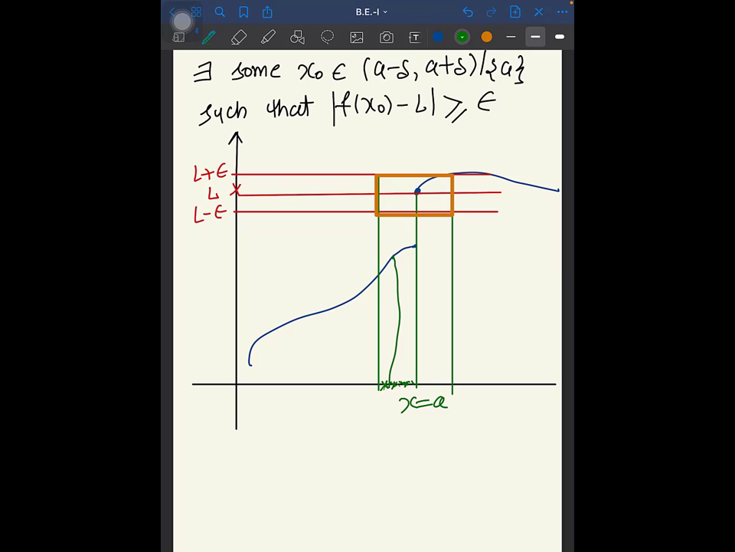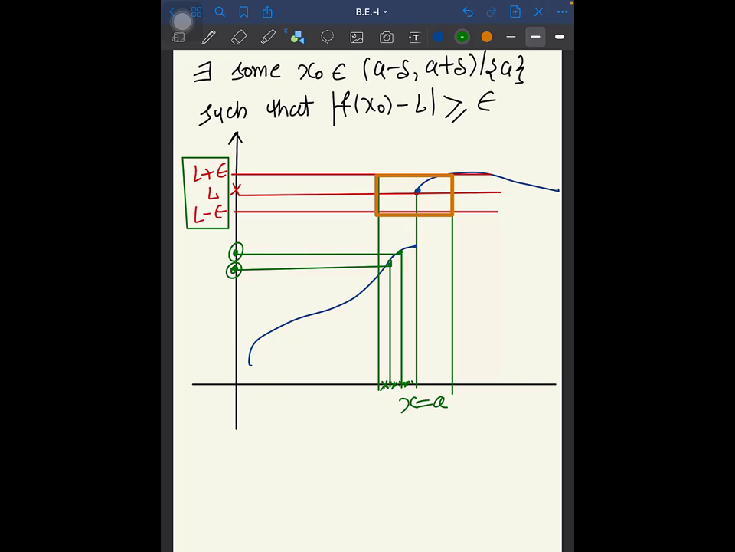When they get mapped, they will map over here. Right? So their functional value is here. So their functional value, if you see on the y-axis, they are over here, right? So of course, these values are lying outside the interval. Which interval? L minus epsilon to L plus epsilon, right? They are lying over here. So the limit does not exist in this case.